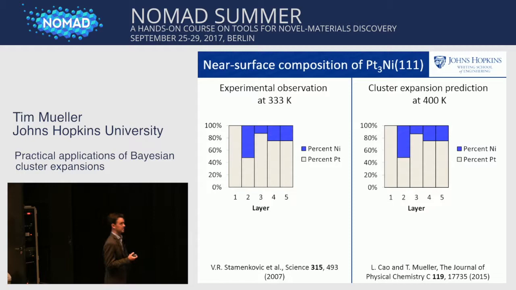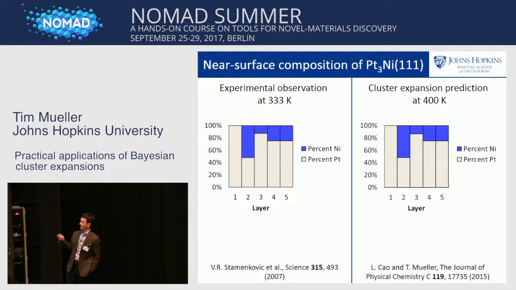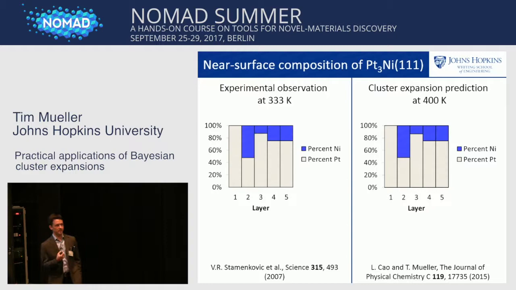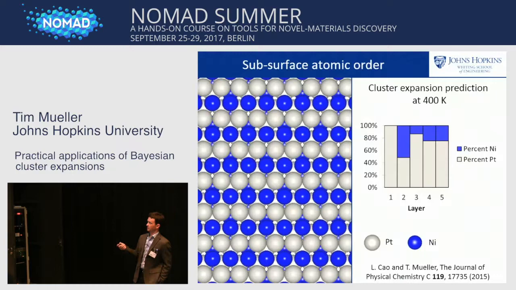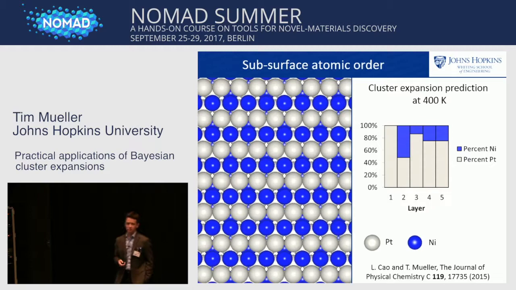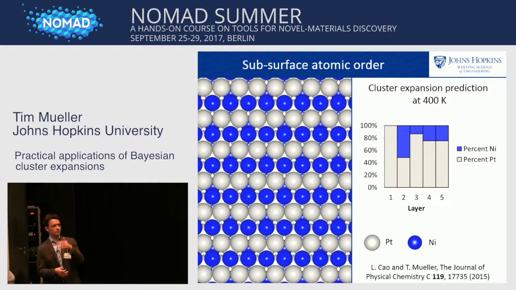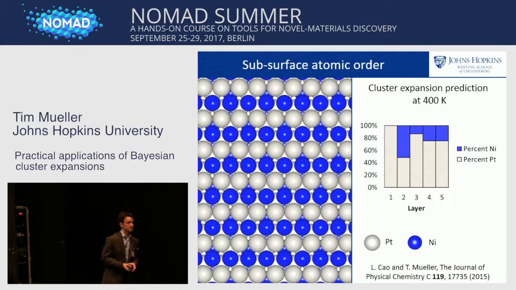But we can go farther than what they can do in experiment, because now we can start looking atom by atom at what the structure of these subsurface layers is. This is something that is inaccessible experimentally. What people have looked at experimentally is the composition profile. They say, well, you have roughly 50-50 in the second layer. On the left here, I'm showing you a second layer for the platinum nickel surface. Historically, people have basically assumed it looks something like this. You have rows of platinum alternating with rows of nickel. 50-50, it kind of makes sense.